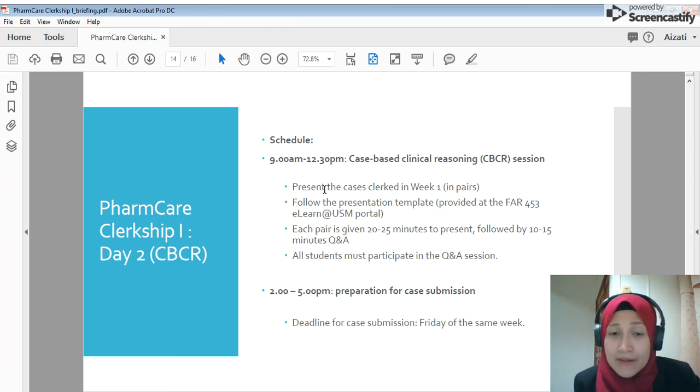In the afternoon, you can prepare your case, because if there are some things that you need to add in or you need to revise based on the earlier discussion, you can revise it. Then you can submit it straight away on that day, or if you need more time, you can submit at the latest on Friday this week.